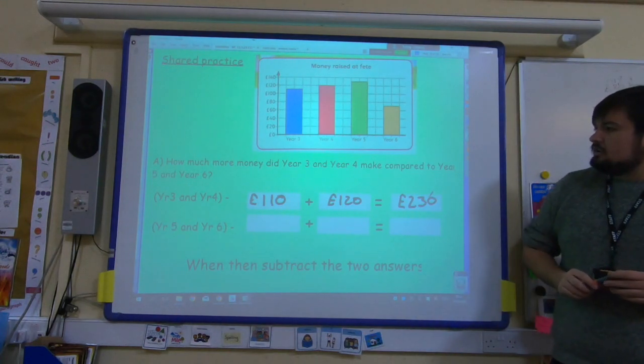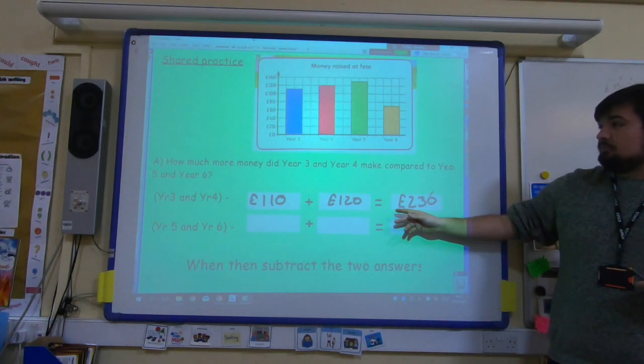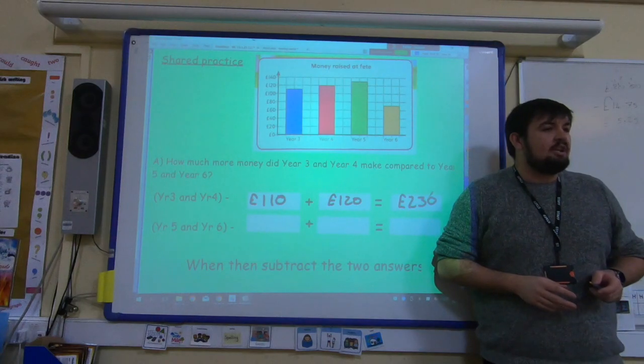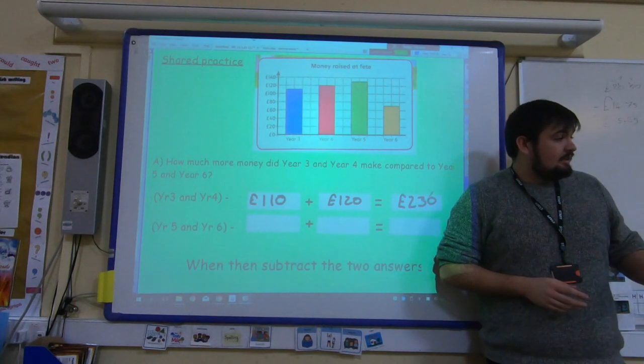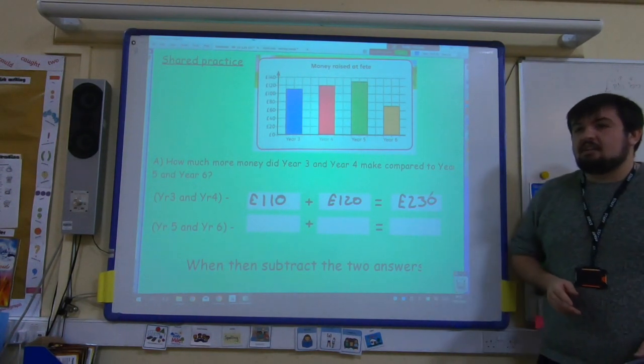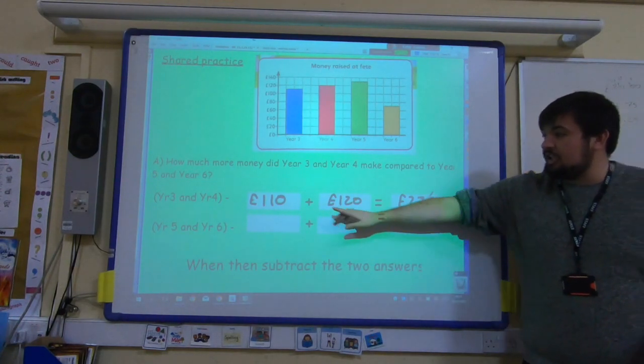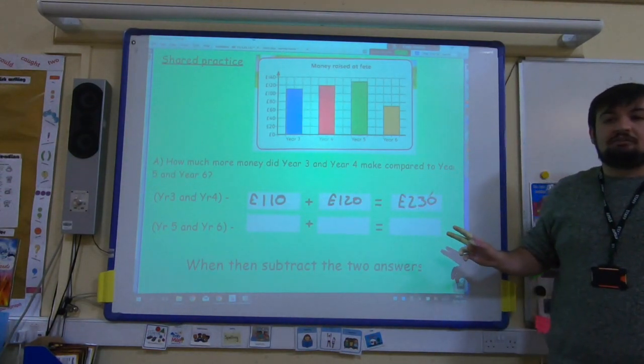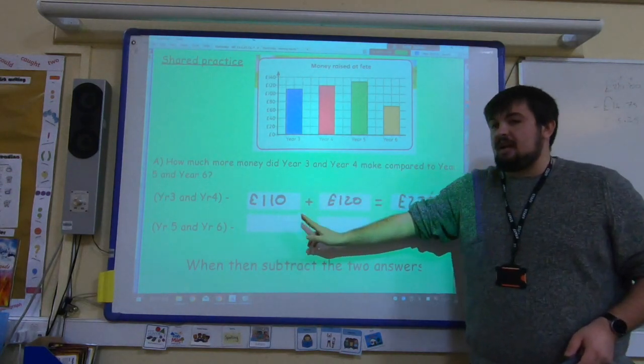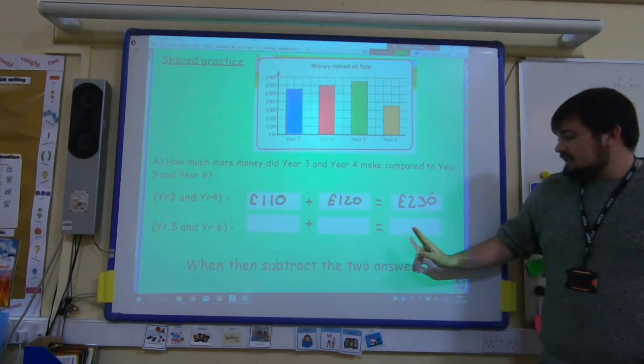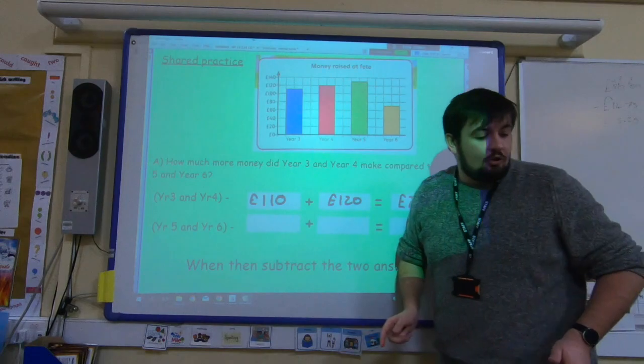Wonderful. Well, now I've got to do the same thing, but for which year groups have I got to do the same thing for? Ellie Mae? Year 5 and year 6. You do it on your whiteboards for me. Do this, but for year 5 and 6. So how much did year 5 make? How much did year 6 make? How much did they make together? Show me on your whiteboards, please.